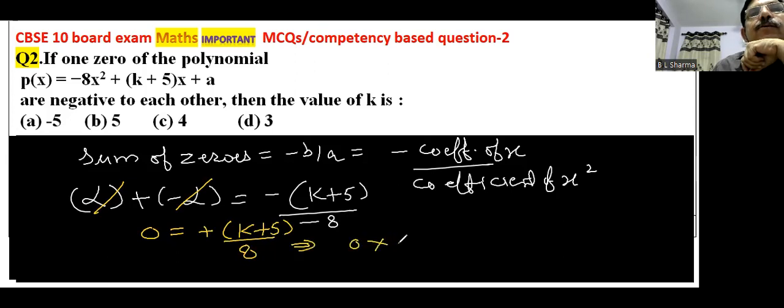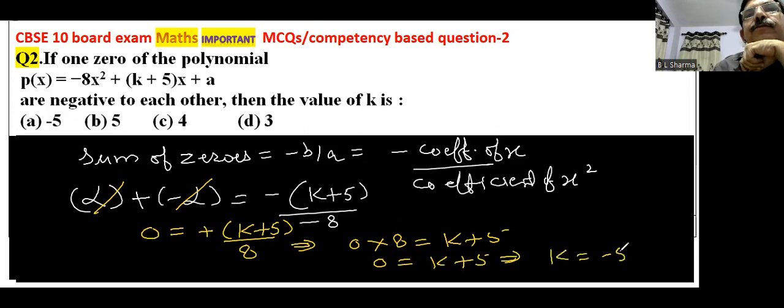So 0 into 8 on cross multiplication, that is k plus 5. So 0 is equal to k plus 5. That is the value of k is minus 5, because 8 into 0, that is 0. So k plus 5 is equal to 0. So k is minus 5. So therefore A is the correct option here. That is minus 5.